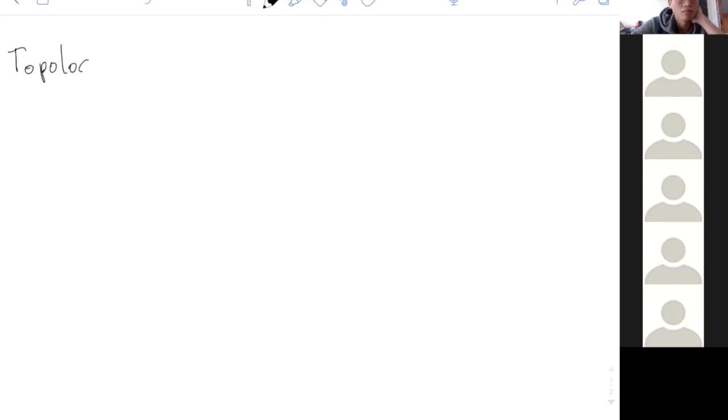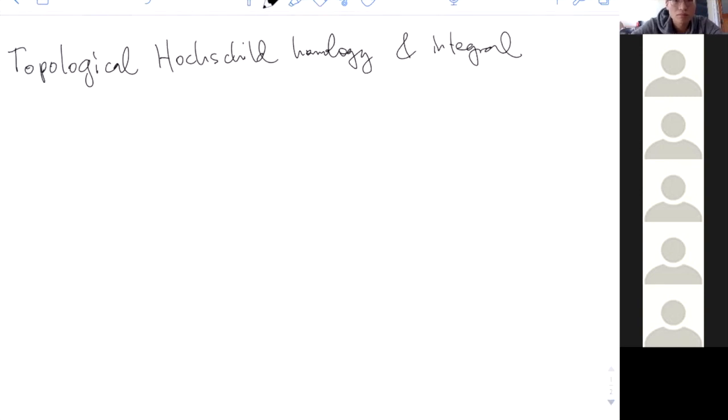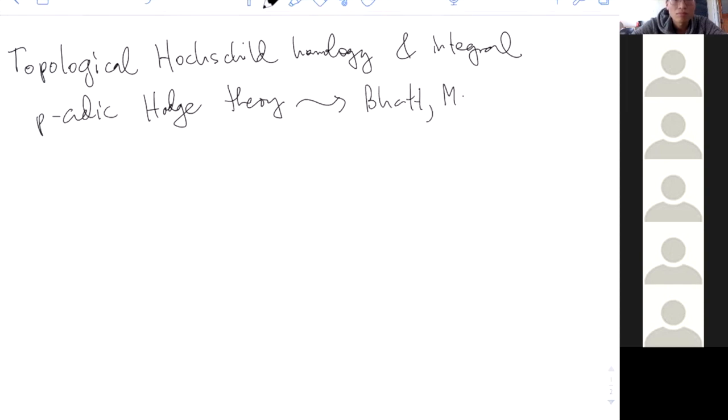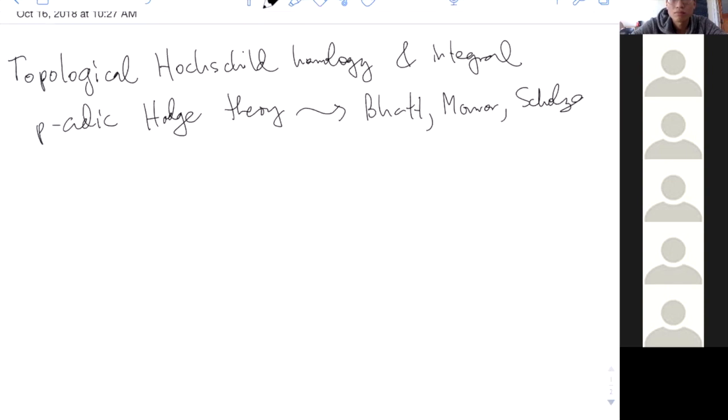Topological Hochschild homology and integral p-adic Hodge theory by Bott, Morrow, and Schulze. So on the archive. And yeah, I guess there are many other sources as well that are also relevant. And so we'll try to talk about some of them.